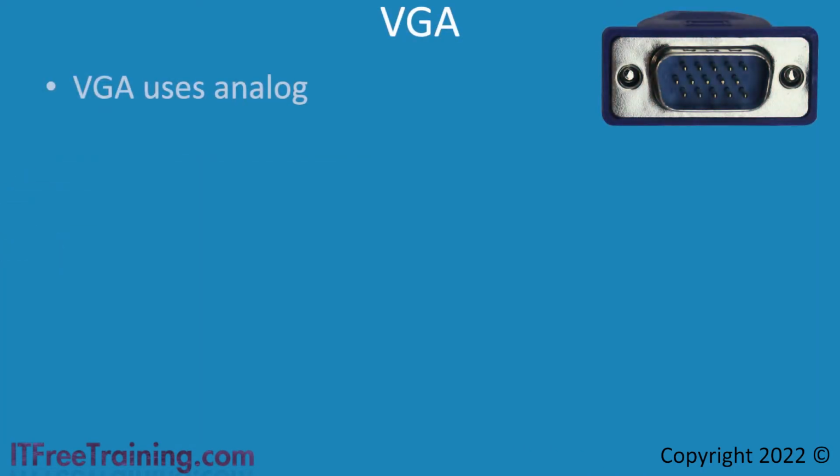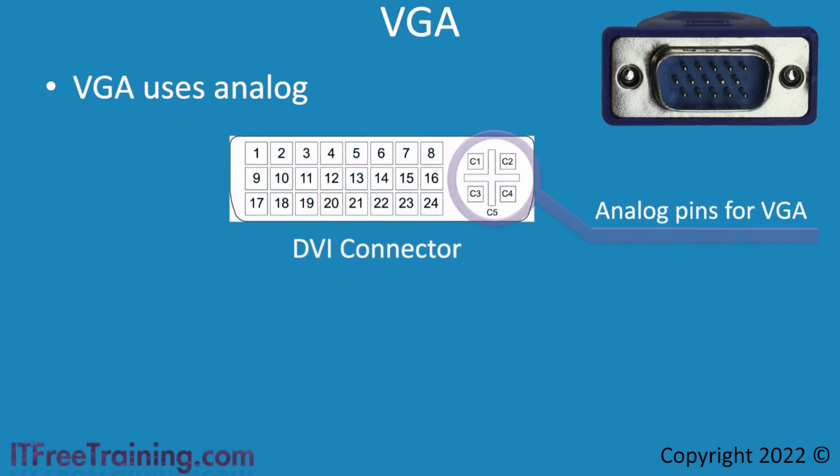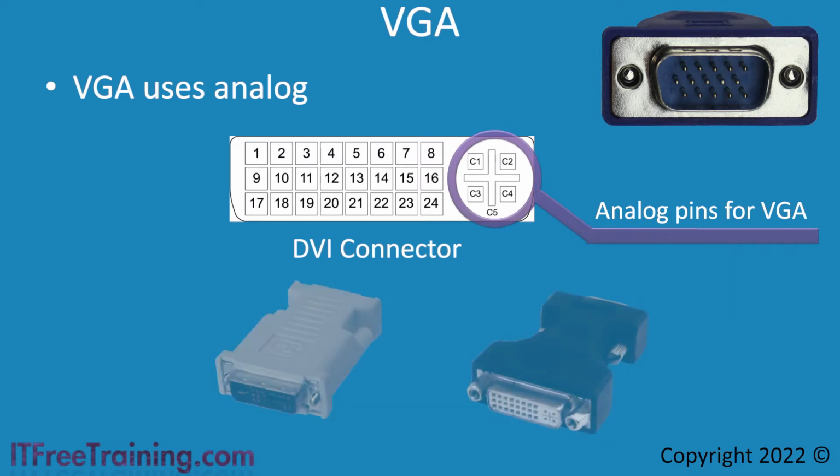To start with, I will look at the VGA connector. VGA uses an analog signal, so unless the signal is changed with a converter, you will need a device that supports analog. The DVI connector has analog pins to support VGA. For this reason, the signal does not need to be converted. If you consider these two adapters, one converts DVI to VGA, the other VGA to DVI.